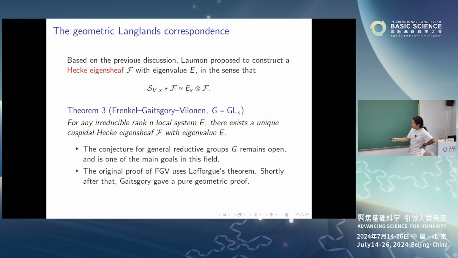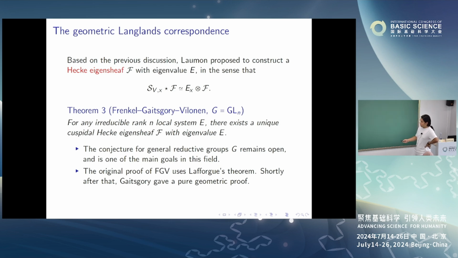So this was proposed by Drinfeld in the early 1980s for general G, and for G equals GL_n, this was solved by Frenkel, Gaitsgory, and Vilonen, around the year 2000. They proved that for any irreducible rank n local system E, you can find, and actually there's a unique, cuspidal Higgs eigensheaf F with this eigenvalue, unique up to tensoring with some vector space.